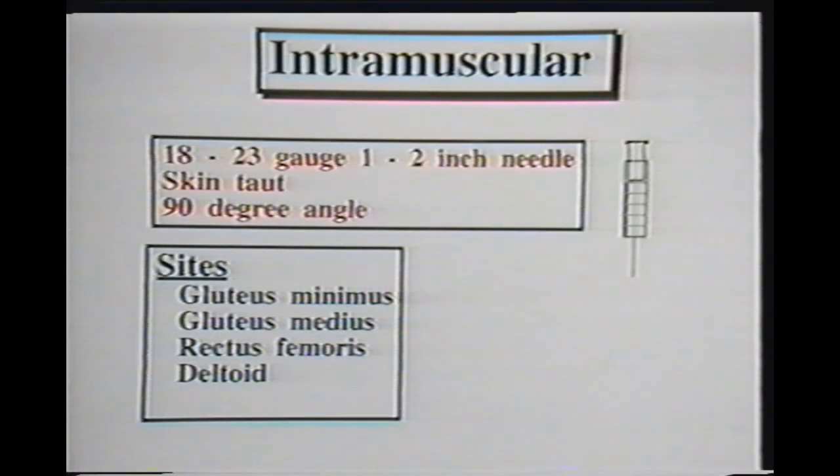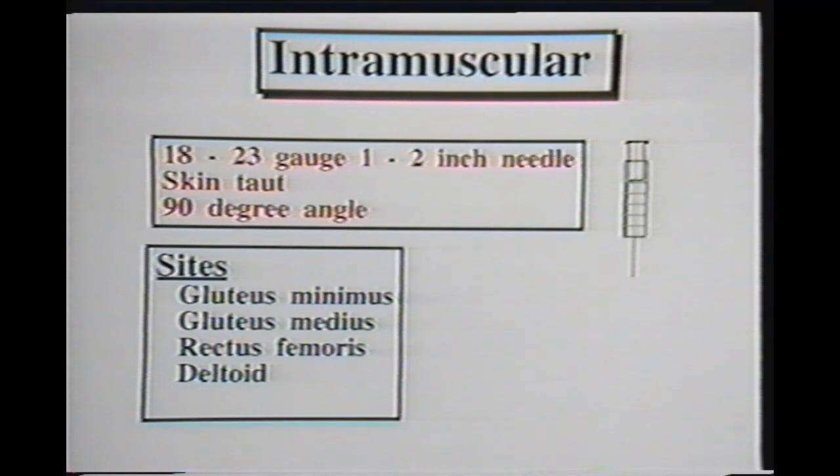Now let's take a moment and look at some of the routes by which we administer medications. And first we'll talk about intramuscular. You might have questions that relate to the size of the needle to be used, and you'll probably be using something between an 18 and a 23 gauge. Most of the time we're using a 20, 21 gauge needle. Remember, when we talk about gauge needle, the bigger the number, the smaller the needle. So you'd really much rather have a shot from a 23 gauge needle than you would from an 18.